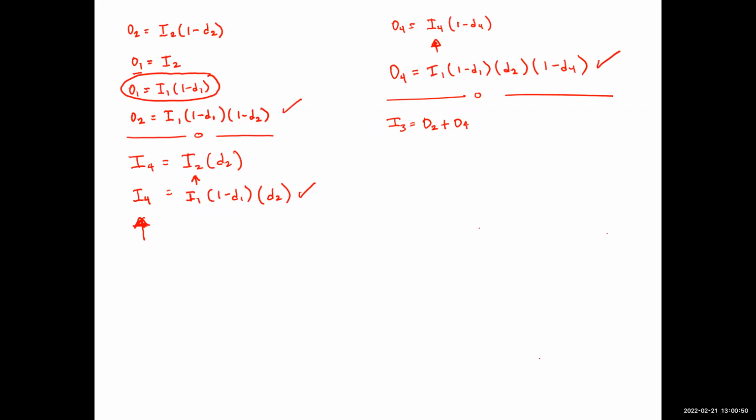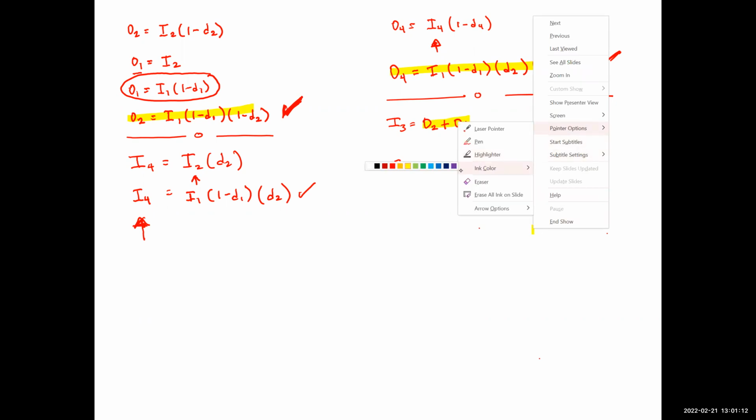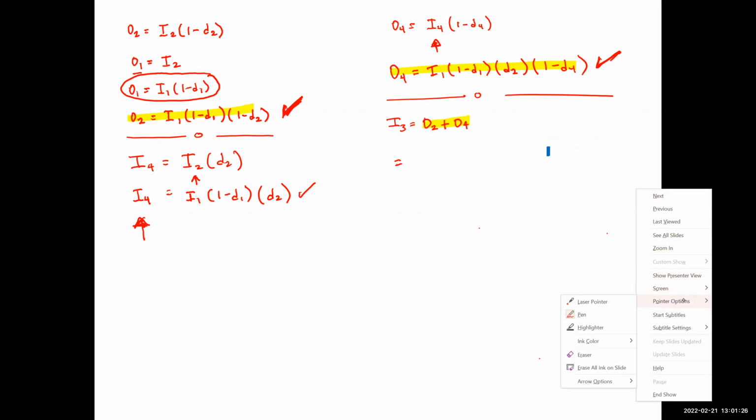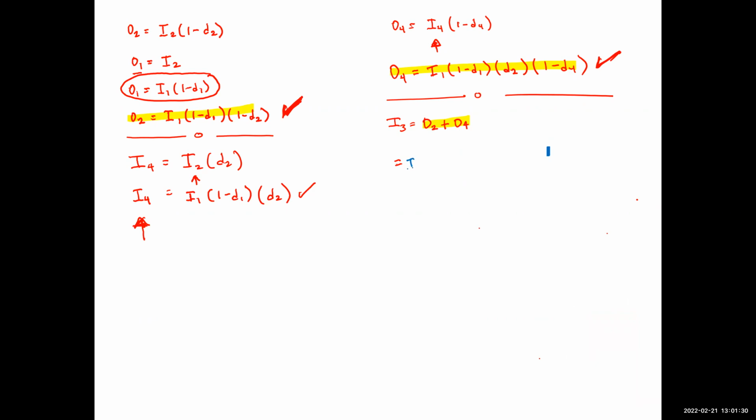I know O2 is right here, and I solved for O2 already. And I know O4, so I just have to combine those two. Let me use a different color. So this is O2, this is O4, and I'm going to be adding those two. So this equals I1 times 1 minus D1 times 1 minus D2, plus I1 times 1 minus D1 times D2 times 1 minus D4, and that's going to be I3.